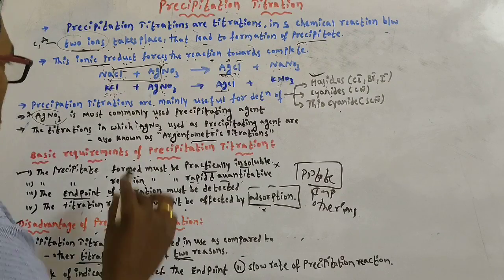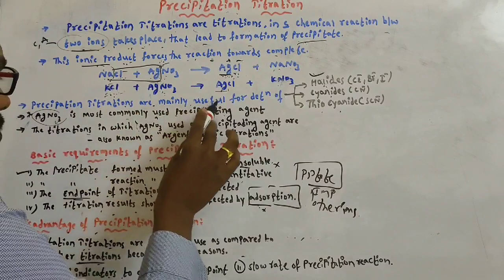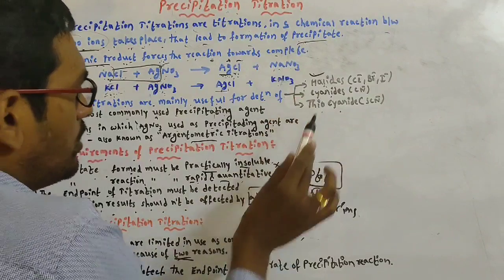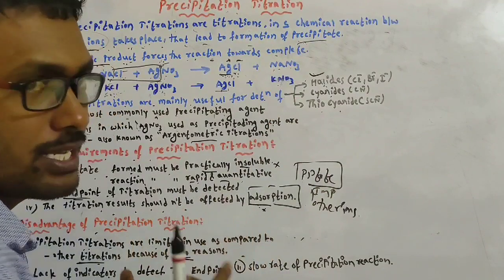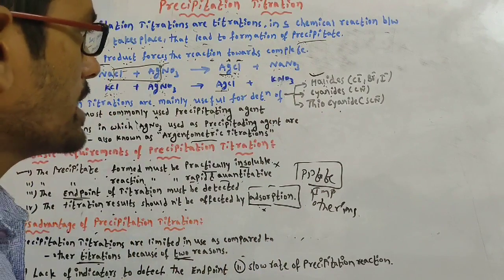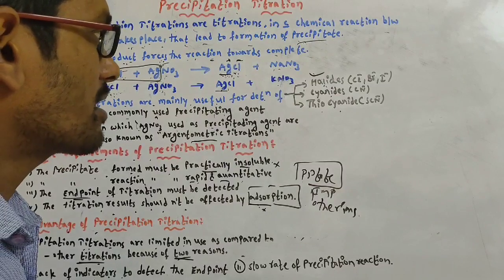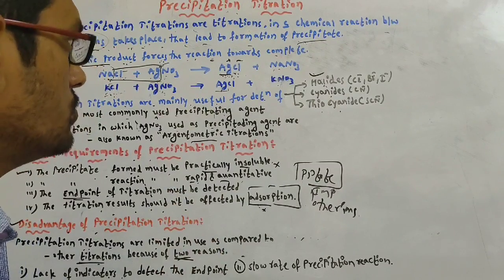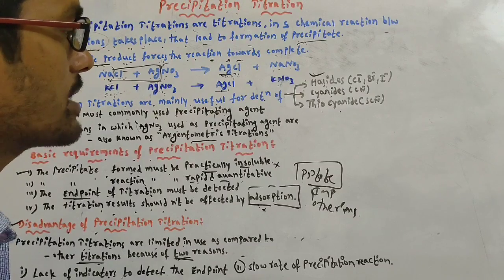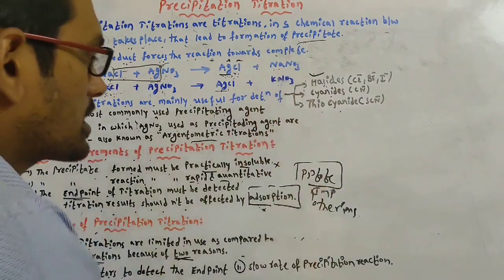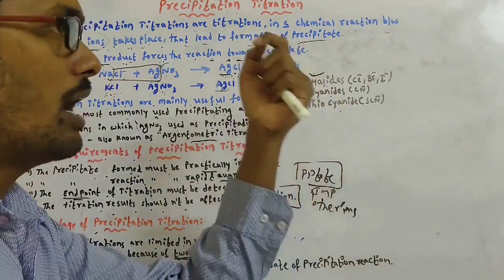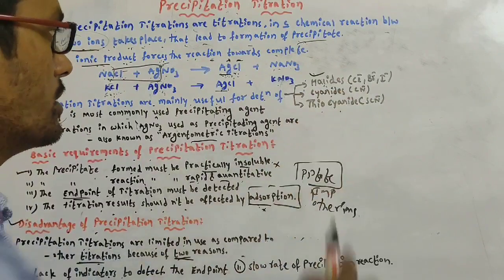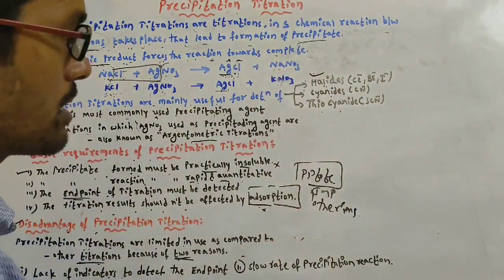Precipitation titrations are mainly useful for the determination of halides, cyanides, and thiocyanates. This is the most important thing. Which kind of titration is useful for the determination of halides, cyanides and thiocyanates? Precipitation titration. This point was asked in GPAT in a previous year's examination.